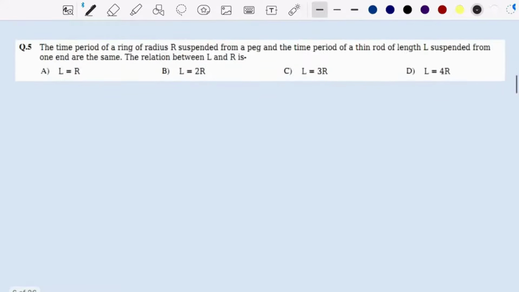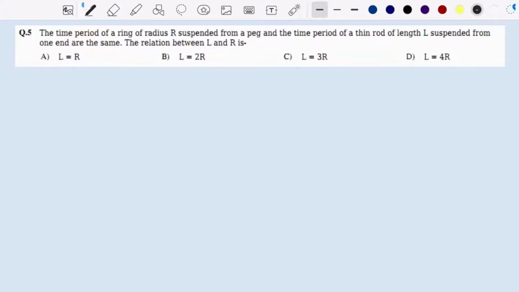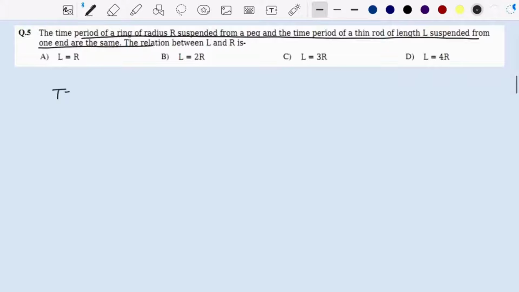The time period of a ring of radius r suspended from a peg and of a thin rod of length L suspended from one end are the same. The time period for this kind of compound pendulum is given by 2 pi root I by mgd, where I is the moment of inertia about the axis and d is the distance between the axis and the center of mass.